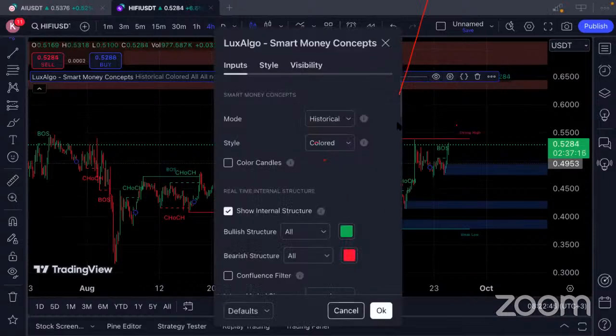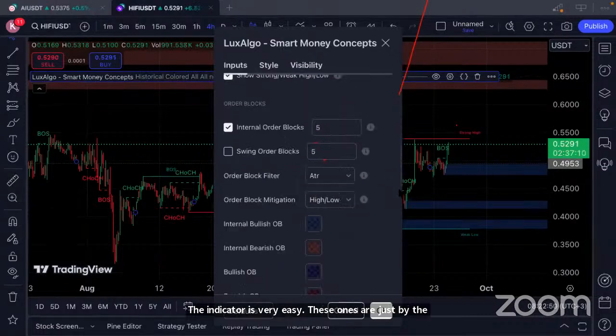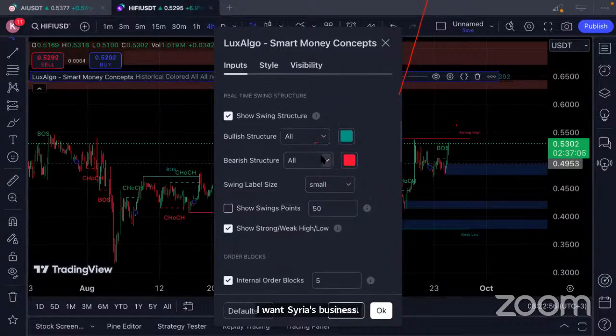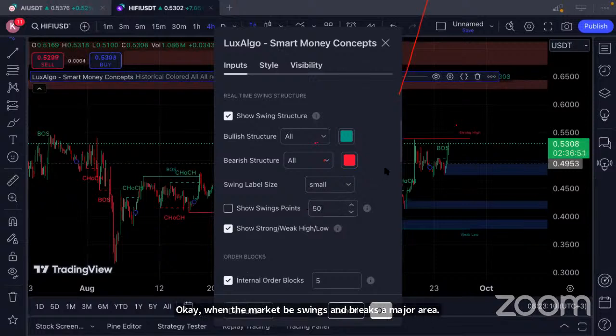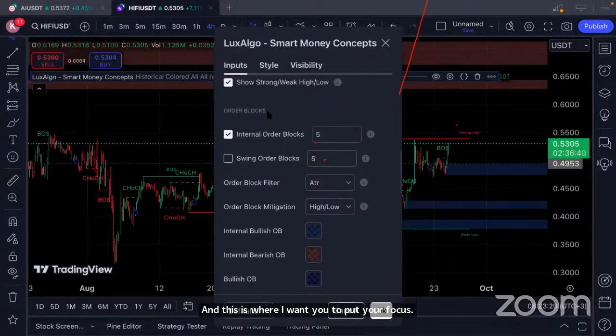The indicator is very easy. These ones are just, by the way, I'm going to reach where I want, serious business. Serious business is not on these short swing structures. Now, also this will display swing market structures. When the market maybe swings and breaks a major area, this will show you. These ones, to me, they are not so important. Where I want to show you there is serious business, this is where I want you to put your focus. Can we all type in the chat the word order blocks?